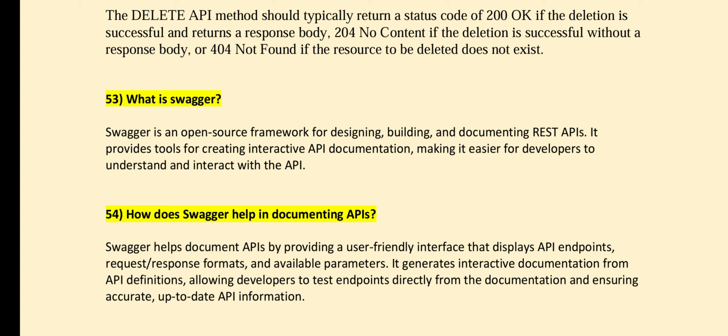How does Swagger help in documenting APIs? Swagger helps in documenting APIs by providing a user-friendly interface that displays API endpoints. It shows request and response formats and available parameters. It generates interactive documentation from API definitions, allowing developers to test endpoints directly from the documentation and ensuring accurate, up-to-date API information.